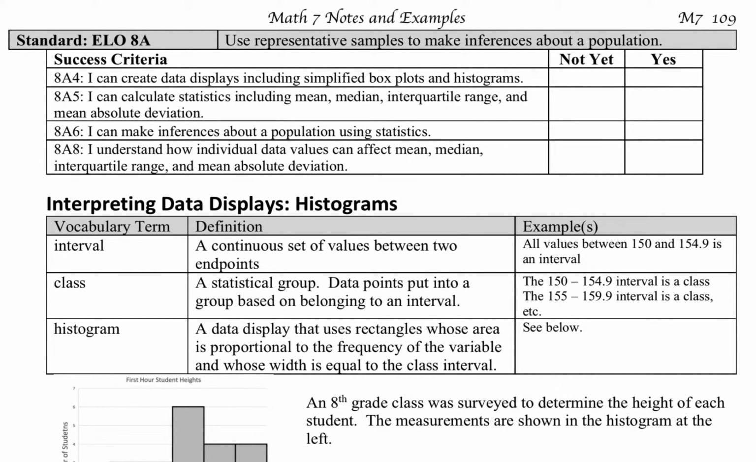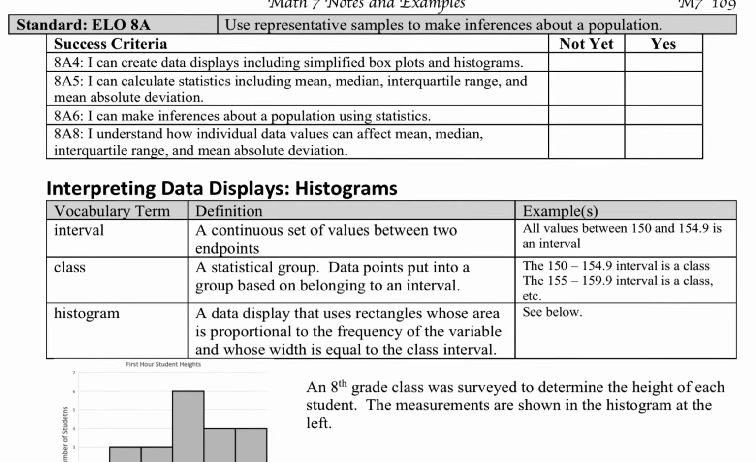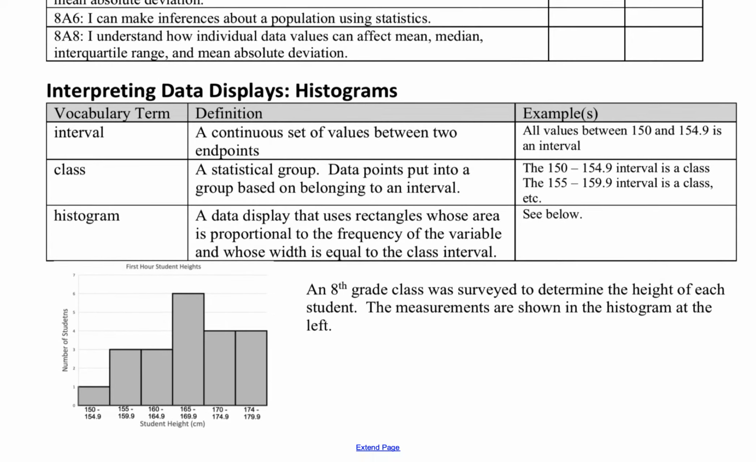So, going over the vocabulary in a little bit of detail here. An interval is a continuous set of values between two endpoints. An example of that would be all values between 150 and 154.9 is an example of an interval.